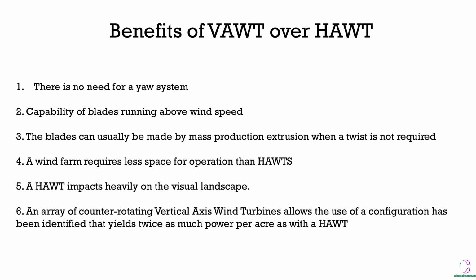The blades can usually be made by mass production extrusion when a twist is not required. In which case, for example, the Darrieus could have a constant airfoil, or the H rotors can have a constant airfoil from beginning to end, so you can actually do mass production with ease.